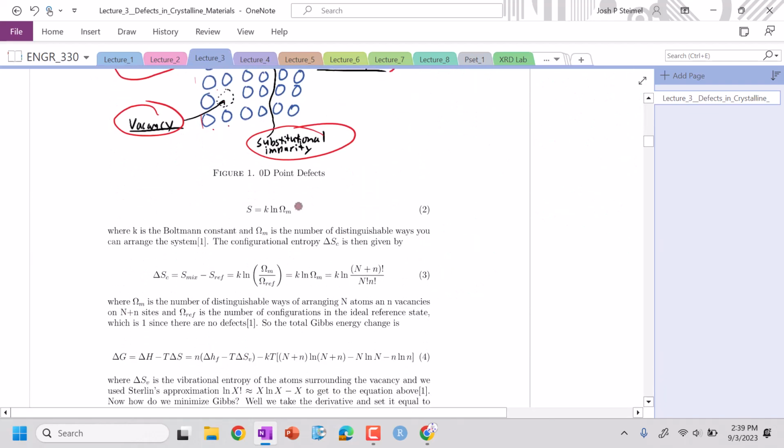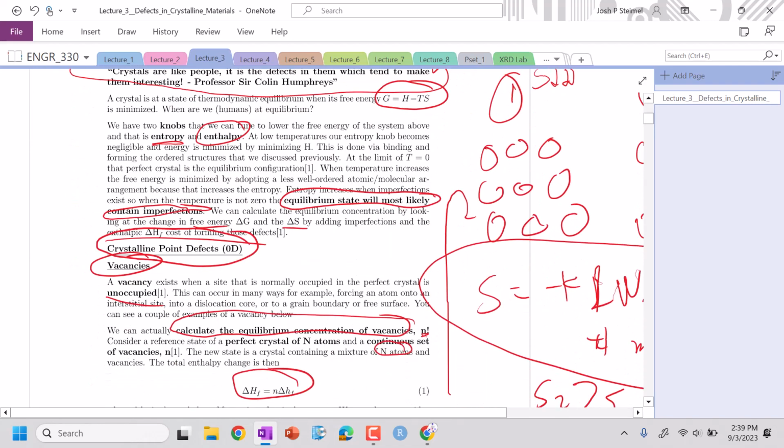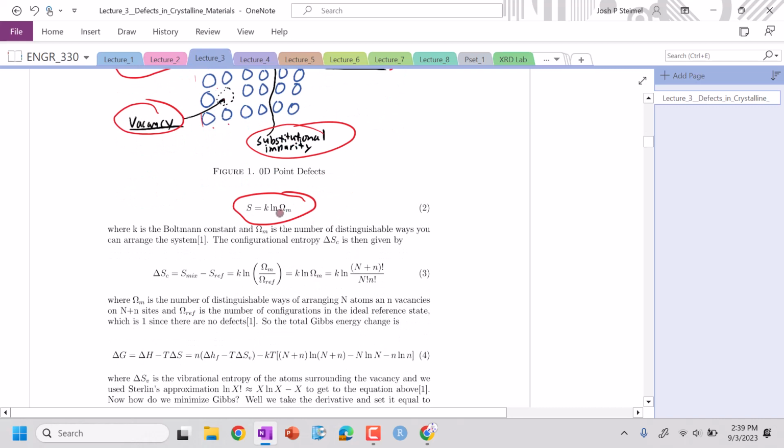So we all know this expression. Excuse the minus sign over there. I'm always wondering about that minus sign. But anyways, we can look at our calculation for entropy here. And again, it's the number of microstates, the number of distinguishable ways that we can arrange our system. So if I look at my configurational entropy here, and we can look at our two systems, we said that for the reference, the perfect crystal, that's just going to be 1.